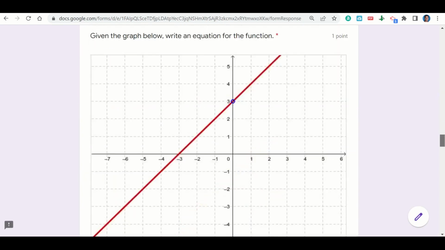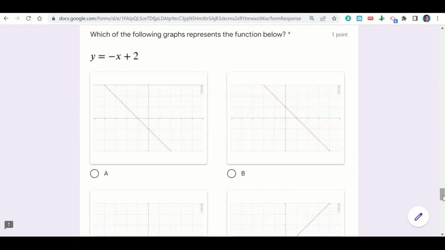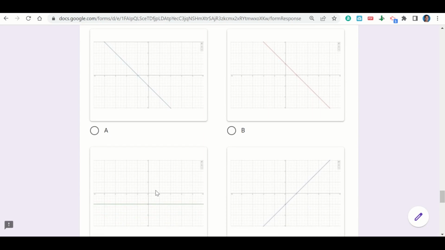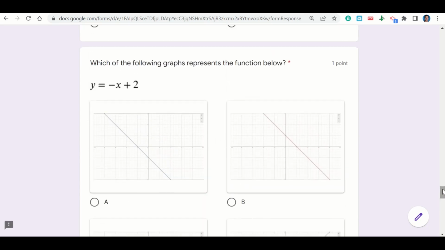Let's scroll to another random one. It says, which of the graphs represents the function? Well, it says negative x plus 2. So we know negative x means it's going to go down as we go from left to right. So it can be this one or this one. Not this one or this one. So it's got to be one of these two. And it has a y-intercept at positive 2. So that means it's going to cross above the x-axis. Well, this one crosses below. This one crosses above, so it's got to be this one here.